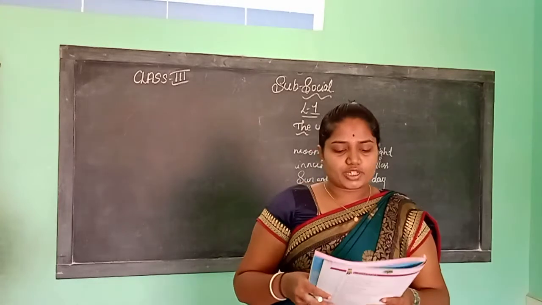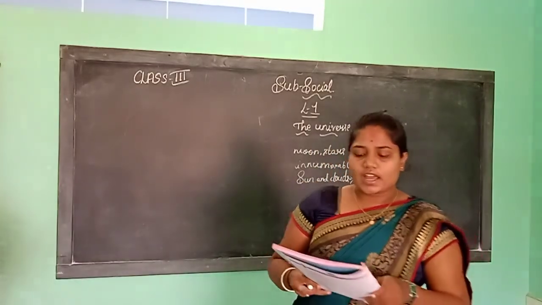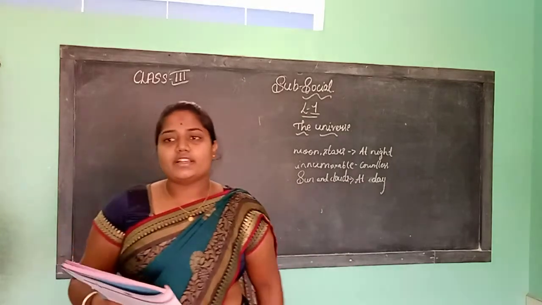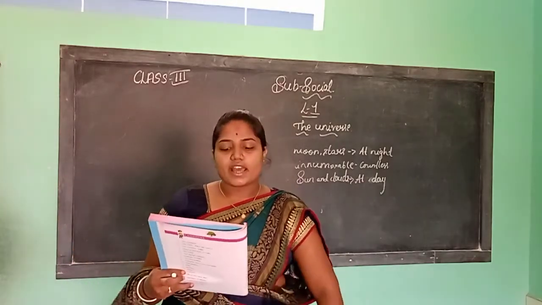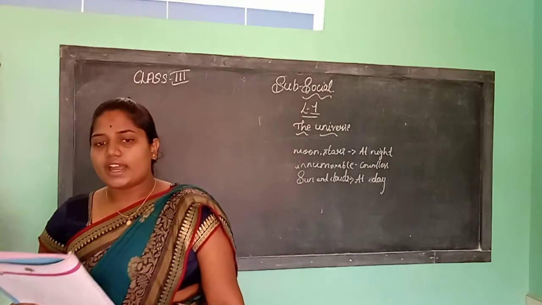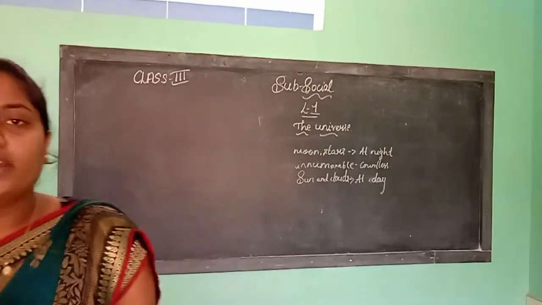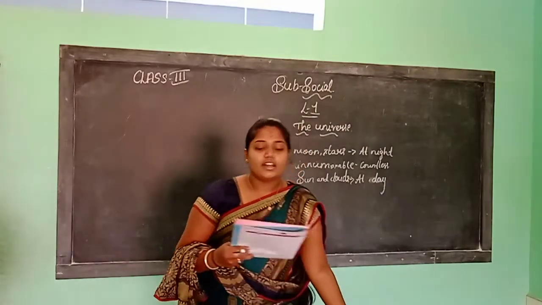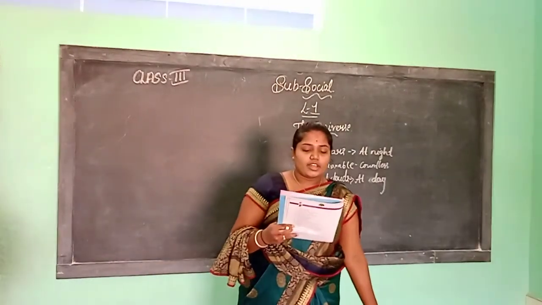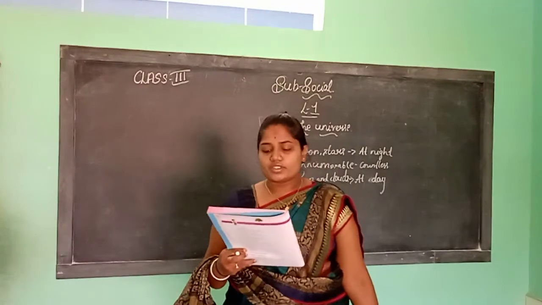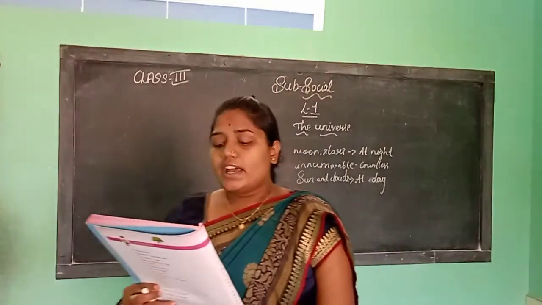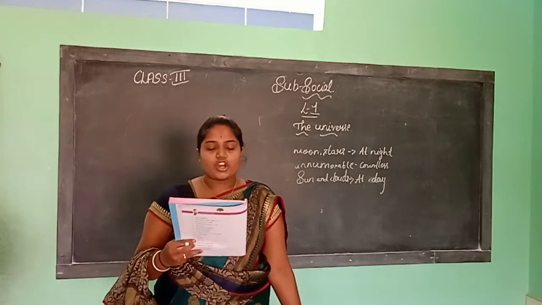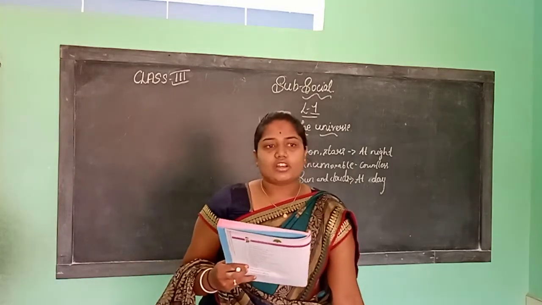So see your textbook, children. Observe the sky at night. What do you see? Yes, the moon and stars. Can you count them? No, not possible. We can see only a few stars with our naked eyes. There are innumerable stars in the sky which we cannot see. We cannot count the stars in the sky.